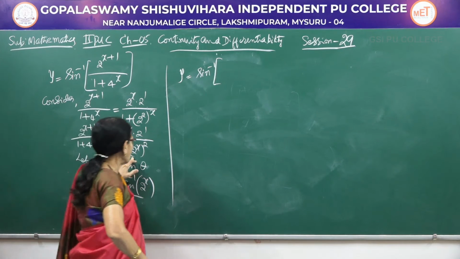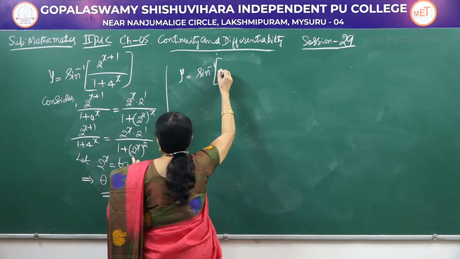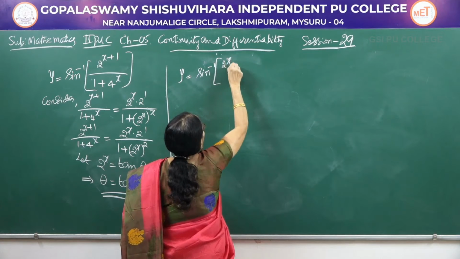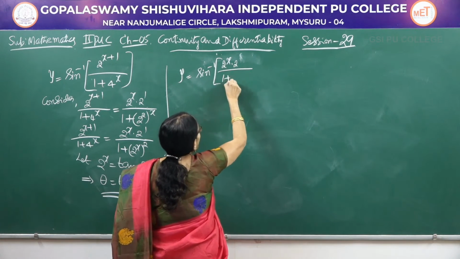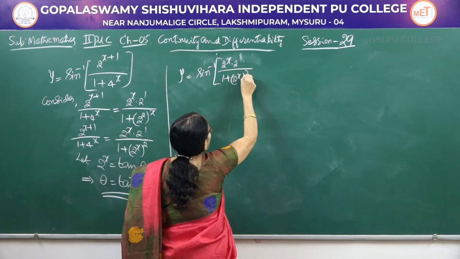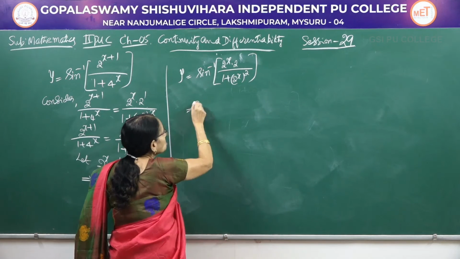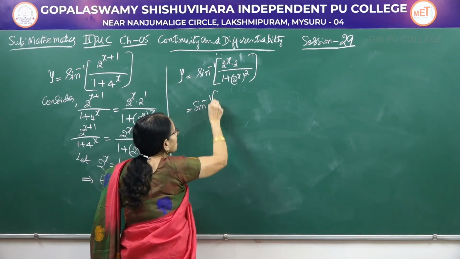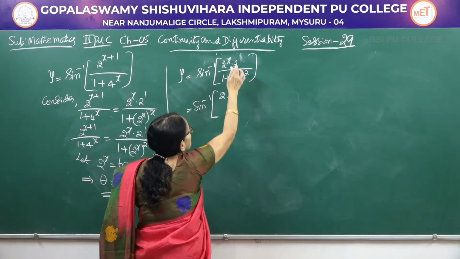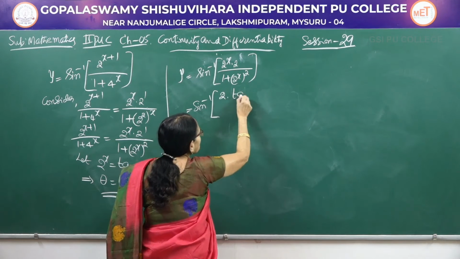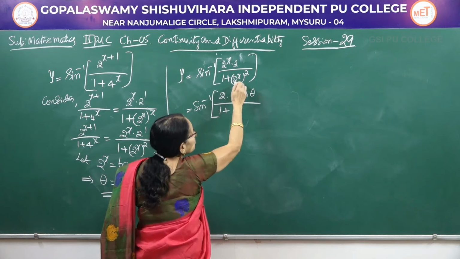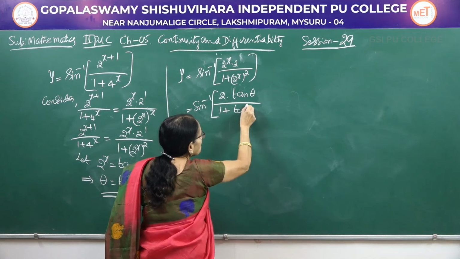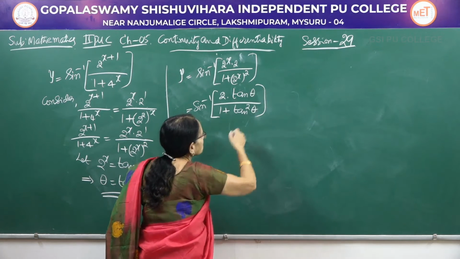Now it could be written like this. And you write that one better: 2 power x into 2 power 1, or simply write 2 divided by 1 plus 2 to the power x the whole square. Now use the assumption. Sine inverse of 2 into, this 2 I am writing, 2 power x is tan theta divided by 1 plus 2 power x whole square is tan square theta.